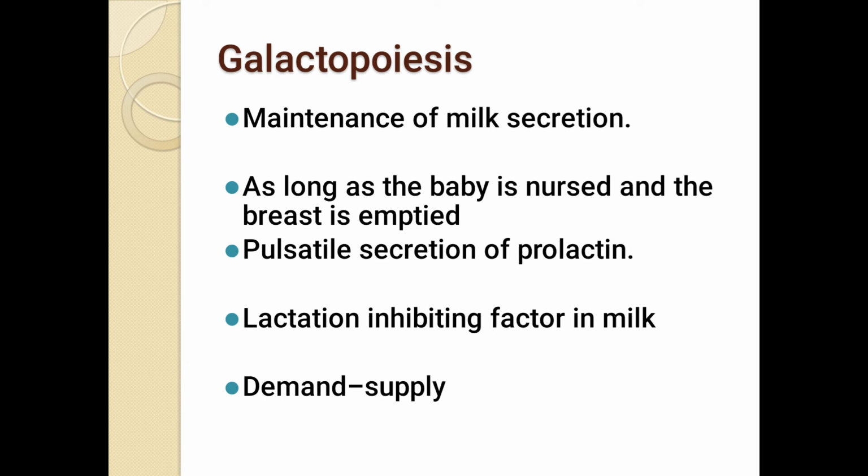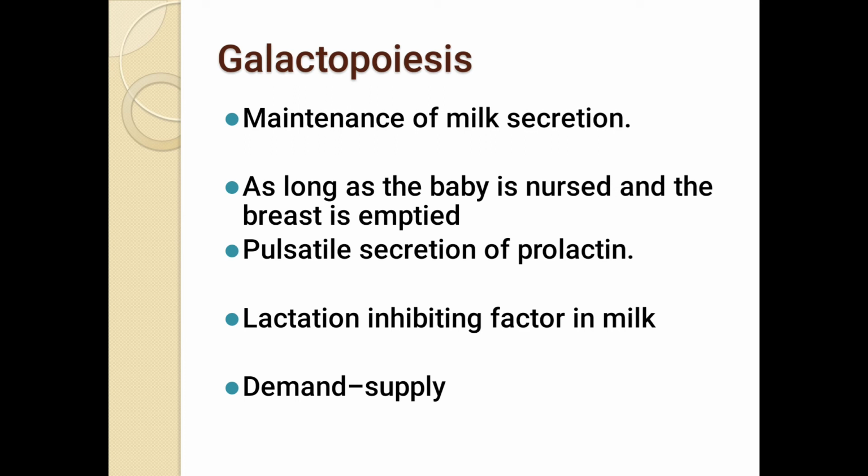So galactopoiesis means maintenance of milk secretion. The main galactopoietic factor is the suckling by the baby. As long as the baby is nursed and the breast is emptied, there will be continued secretion of milk. Because if the breast is not empty, there will be breast engorgement, and the lactation inhibiting factor in the milk will inhibit further secretion of milk. So the baby should be nursed and the breast should be emptied, then there will be continuous secretion of milk. So it's like a demand supply system.